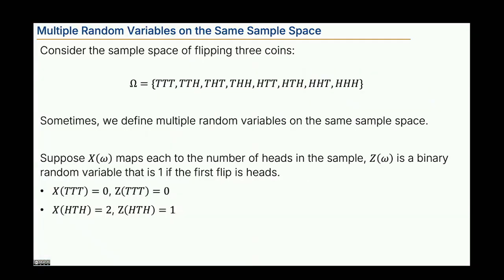Okay, so what do I mean by jointly distributed random variables? It may be that we define multiple random variables on the same space. Okay? So it could be that I define one random variable, x, which counts the number of heads, and another kind of quirky random variable that's only binary. It gives you 0 if the first flip is tails, and it gives you 1 if the first flip is heads. So there's these 8 different sample points in the sample space, and these 2 different random variables map them to different real numbers.